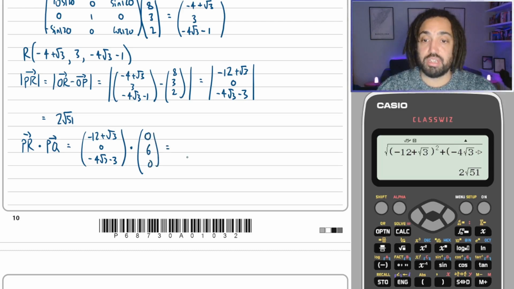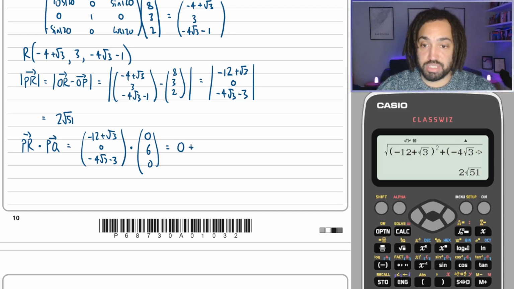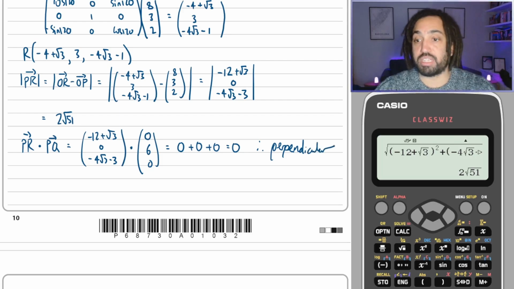I'm going to do the dot product. So the top line times these two together, it's going to give me 0. The middle line is going to give me 0. And the bottom line is also going to give me 0. So that equals 0. Therefore, they are perpendicular. If the dot product equals 0, then the two vectors are perpendicular.